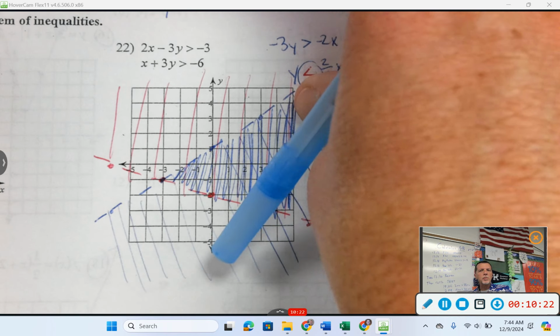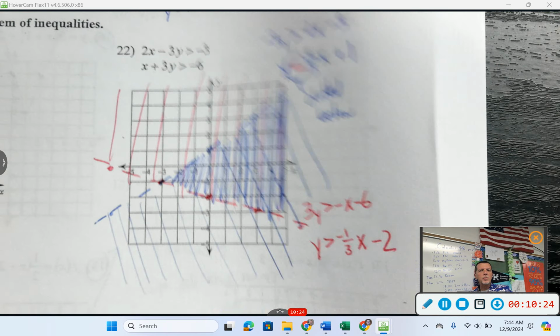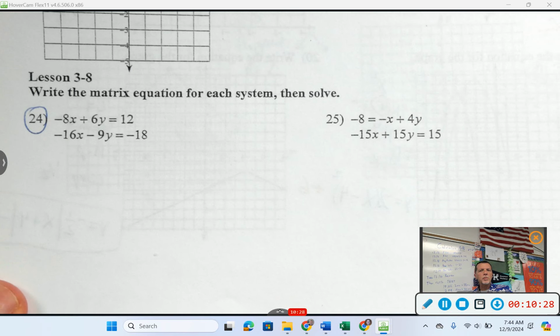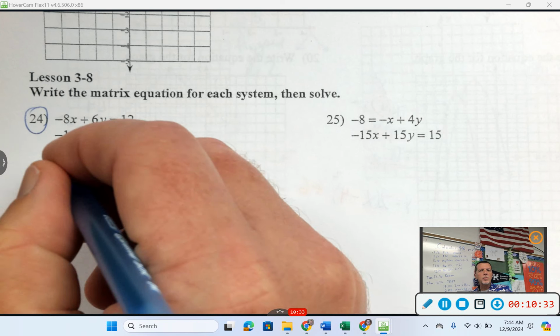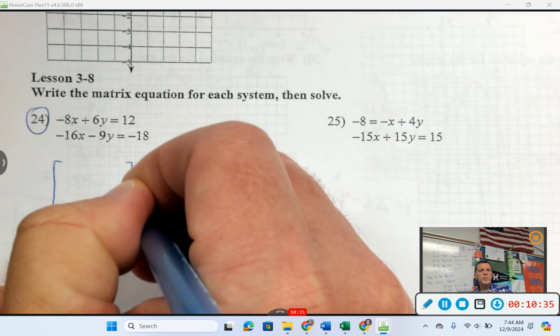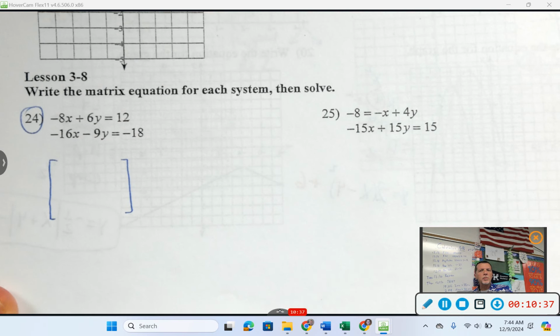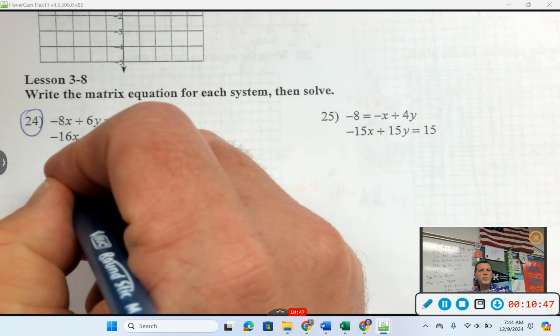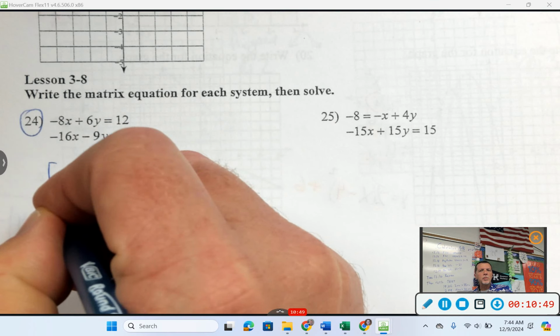All right, 21, 23, pretty similar. It's been a while since we wrote a matrix equation. It's like the bracket thing. Once you remember, it's not hard because you just pick off the coefficients. If everything's laid out the right way, unlike 25, you just grab the coefficients.